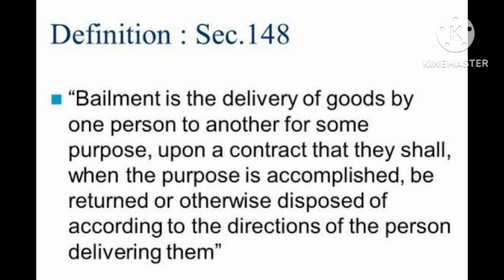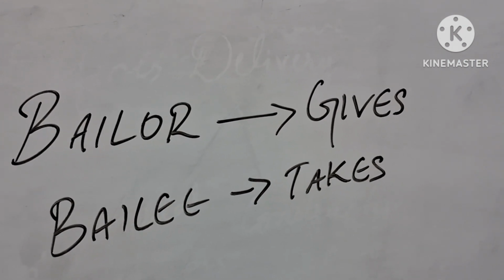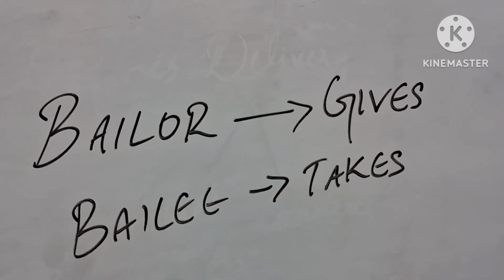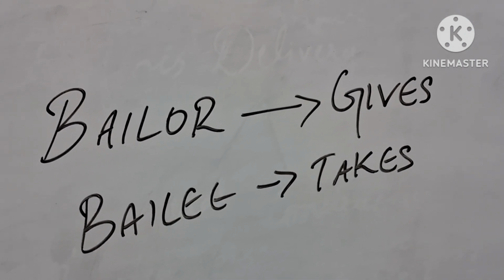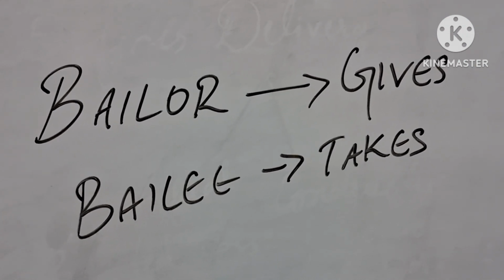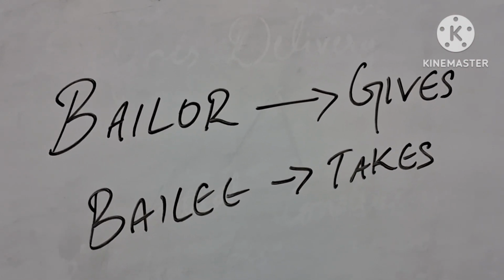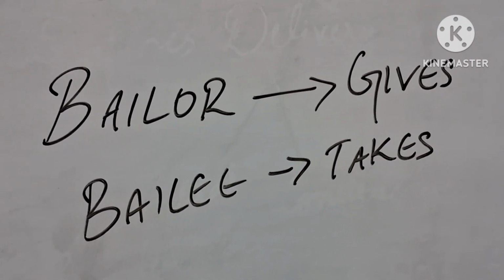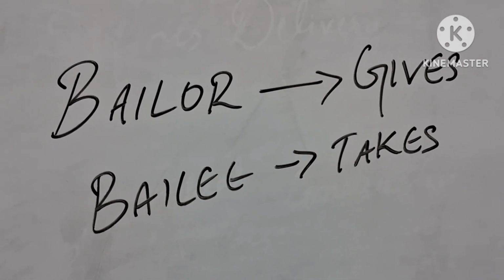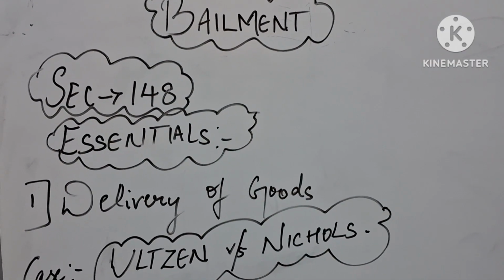So let us start. Whenever we study the chapter of bailment, it is necessary to note what these two words are, that is bailer and bailee. A person is called bailer when he gives, and the person is called bailee when he takes. That is, when someone gives the goods, he is known as bailer, and the person who takes the goods is known as bailee. Now let us start with the essentials of bailment.